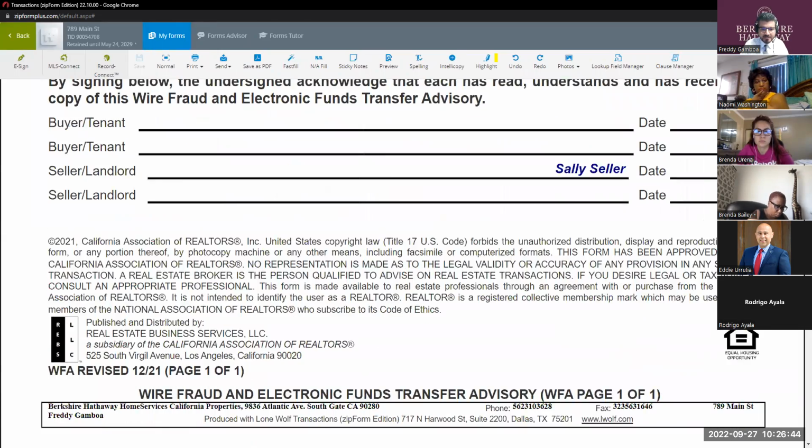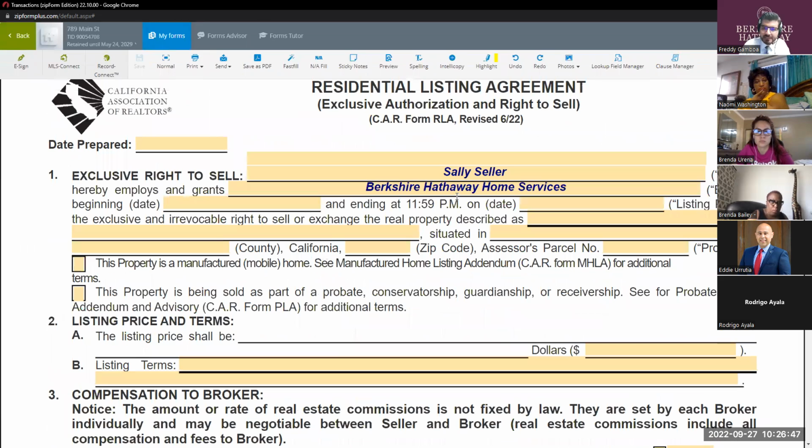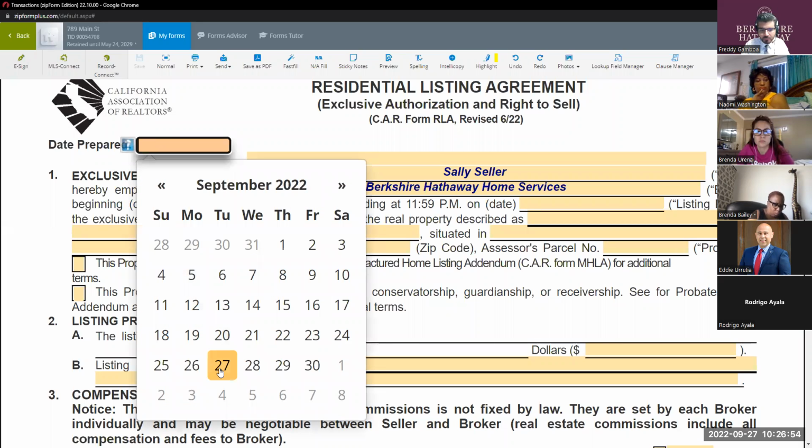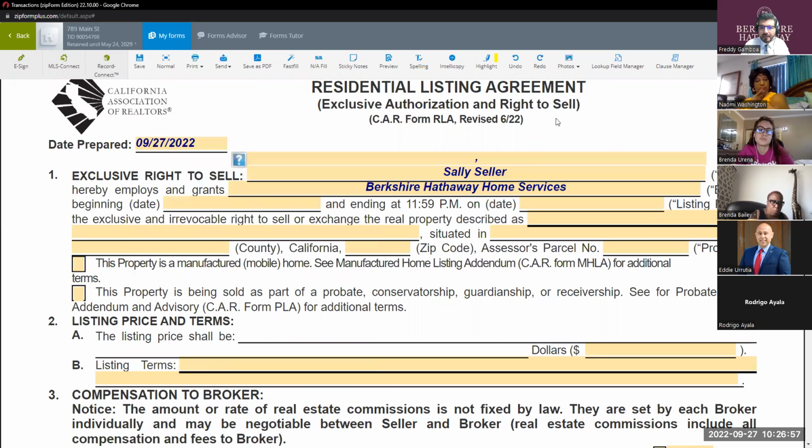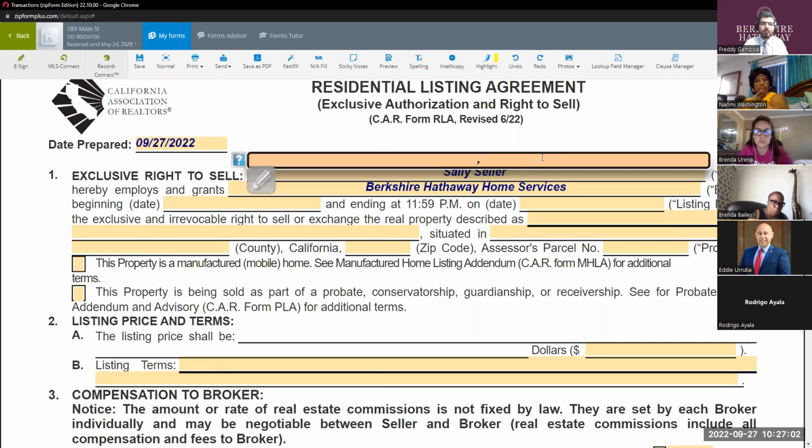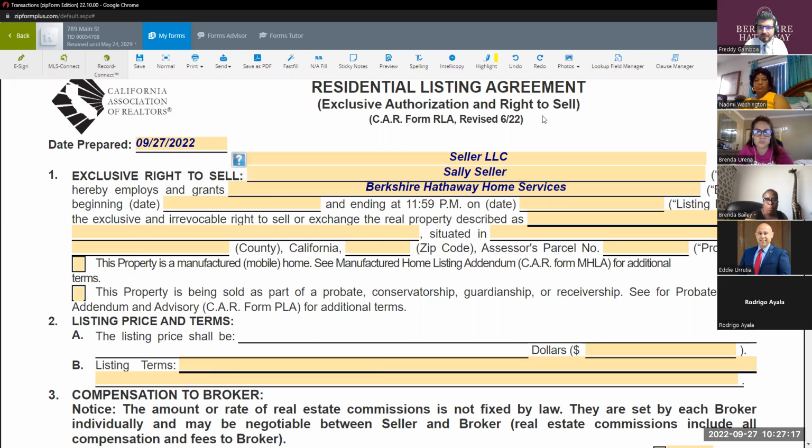Okay, so going back to this. Just like the RPA, we have a date prepared right there, and today is September 27. Now keep in mind that right here you have the seller's name. Most likely, if you have an entity, a trust, a POA, probate, executor, the name goes right here. So let's say Miss Sally Seller has Seller LLC, it will go on top here. So the name of the actual entity will go up here.